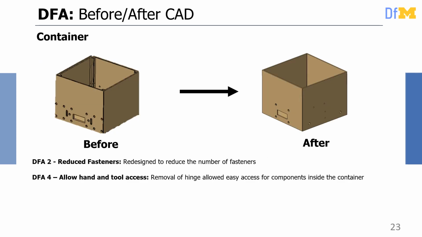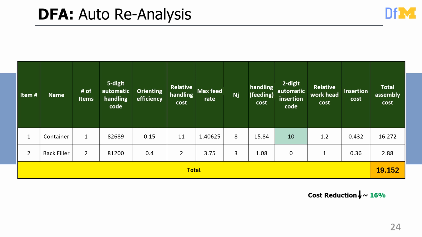The design changes in the container are kept to a minimum, but still the number of fasteners is reduced and the hand and tool access inside the container is improved by elimination of the hinge and incorporation of a vacuum seal between the lid and the container. The reanalysis shows a reduction of approximately 16% in the sub-assembly cost by changing the designs of the container and front and back filler.